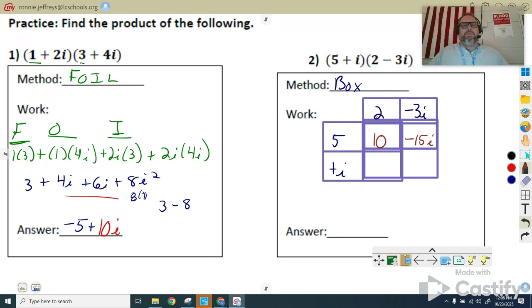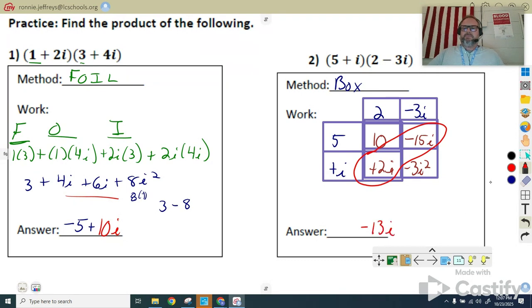And what about this? What's 2 times i? 2i. And then negative 3, so this is going to be negative 3i squared. Now, the unique thing about the box method is that this diagonal right here, those are your like terms, so you could already combine those. You could say negative 15 plus 2 or 2 minus 15, either way. This is going to give us negative 13i.